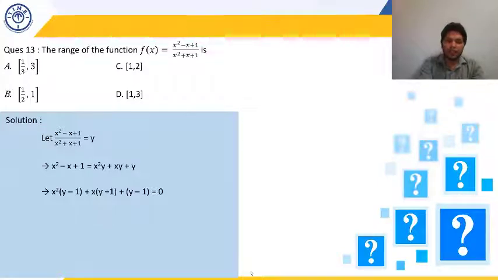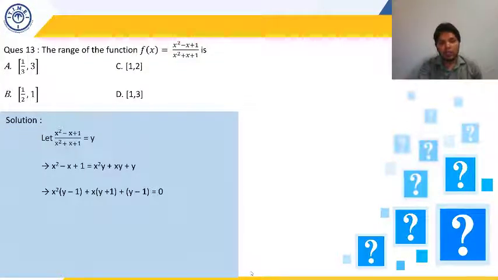So x square y minus x square, we can take x square common, it would be y minus 1. And then again xy plus x, we can take x common, it would be y plus 1. Then y minus 1 is the constant term, that is equal to 0. So again we have got the quadratic in x form. So we have got the quadratic in x.